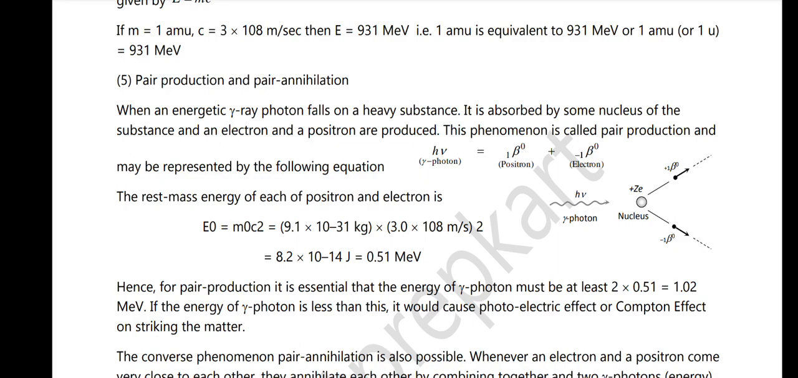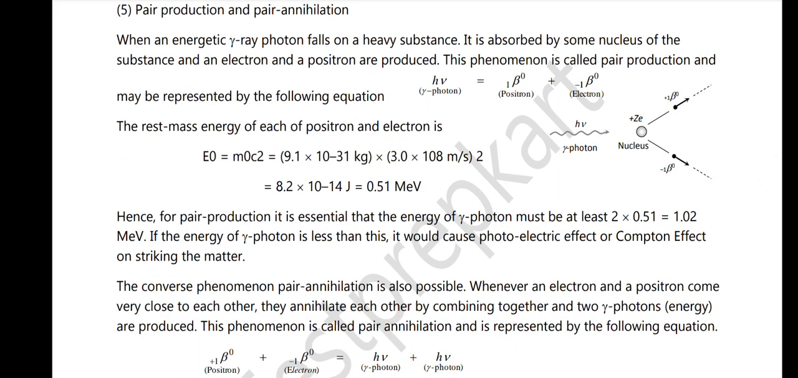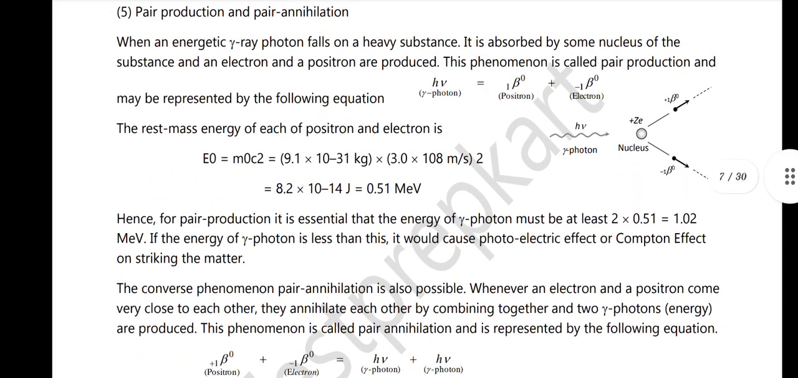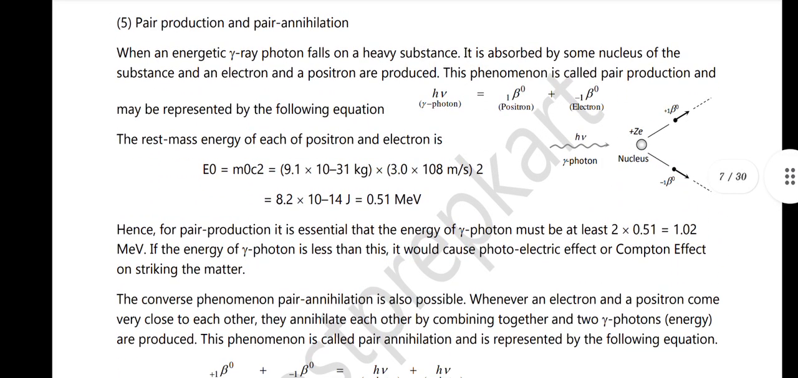This phenomenon is called pair production, and may be represented by the following equation. The rest mass energy of each of the positron and electron is E naught equals m naught c squared, which is 0.51 MeV. So this was a small piece of information about pair production.